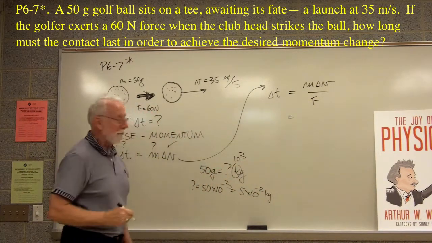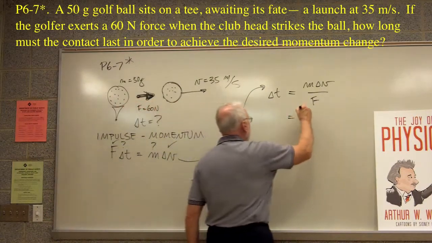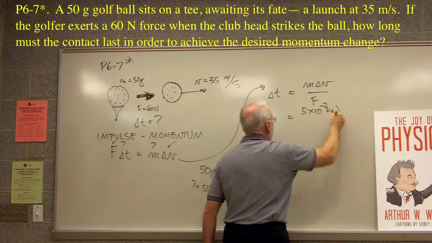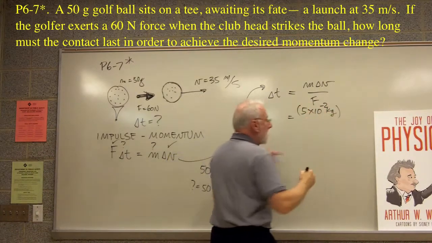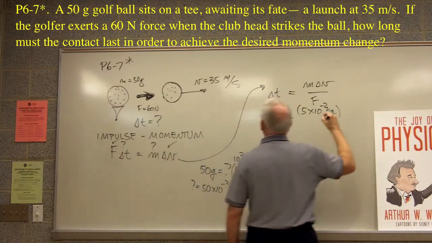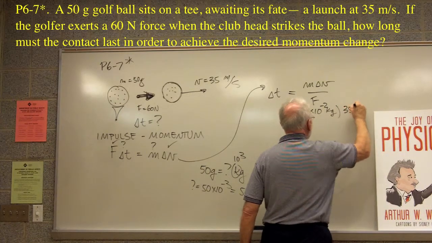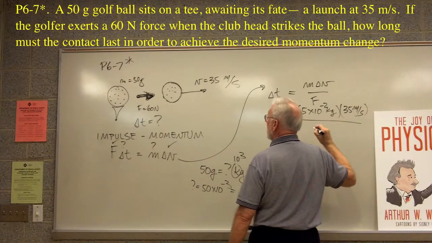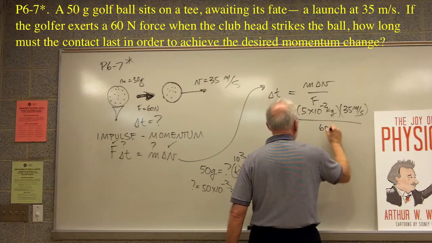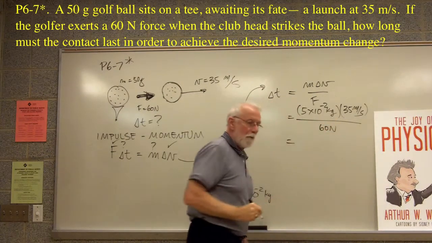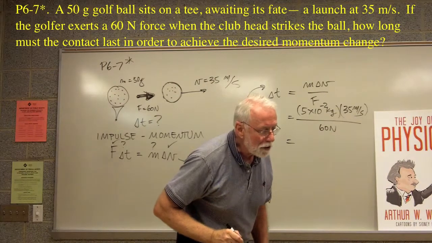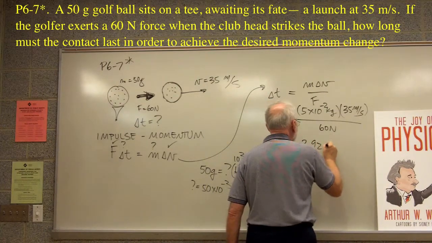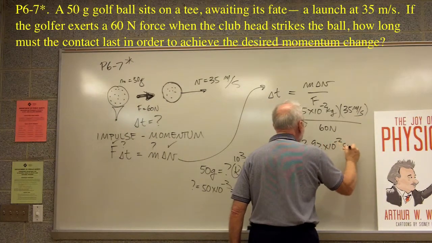So now we'll put that in. 5 times 10 to the minus 2 kilograms times delta v. It says that's from 0 to 35 meters per second. So 35 meters per second, all divided by F, which it says is 60 newtons. So then we'll get a number coming out of this. It says 2.92 times 10 to the minus 2 seconds.